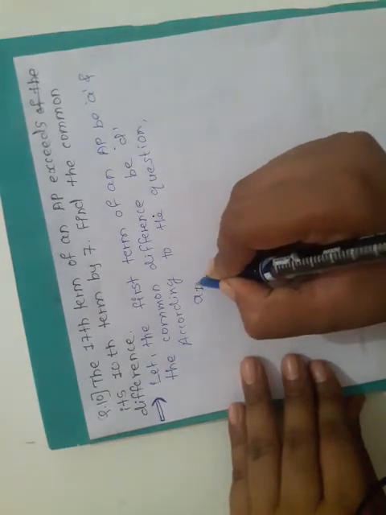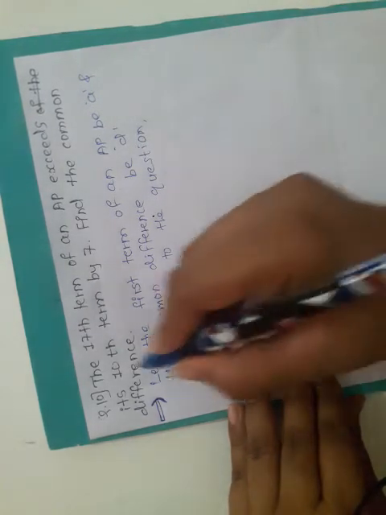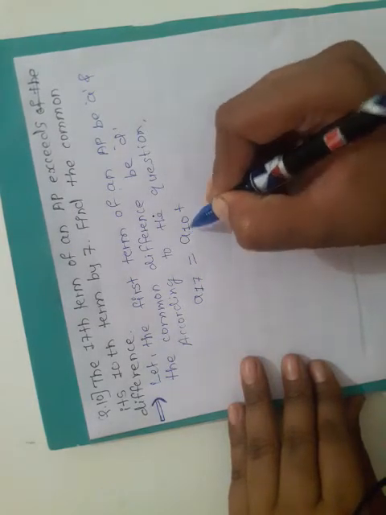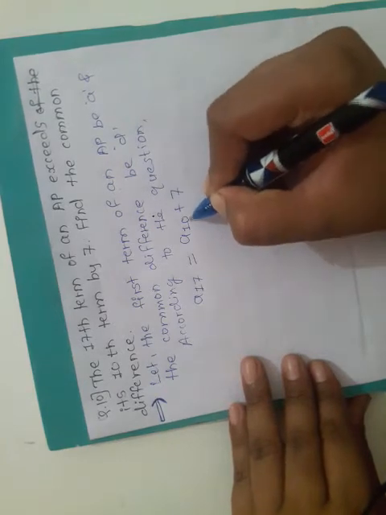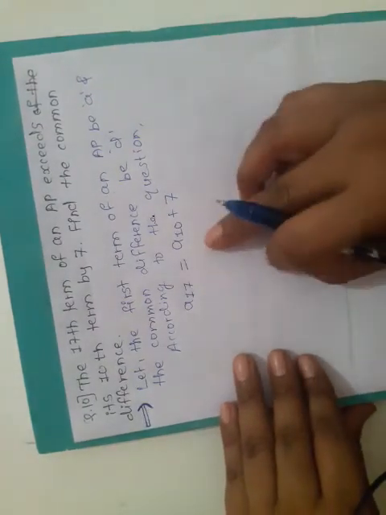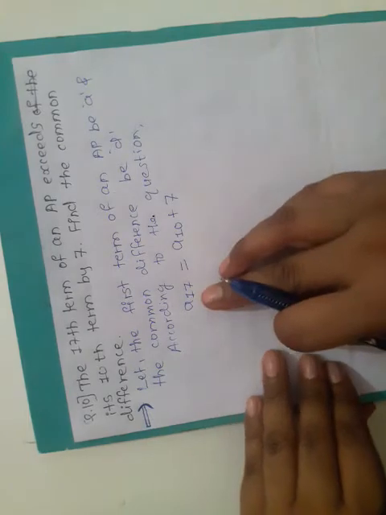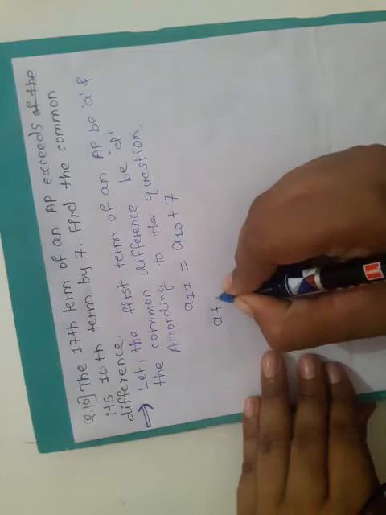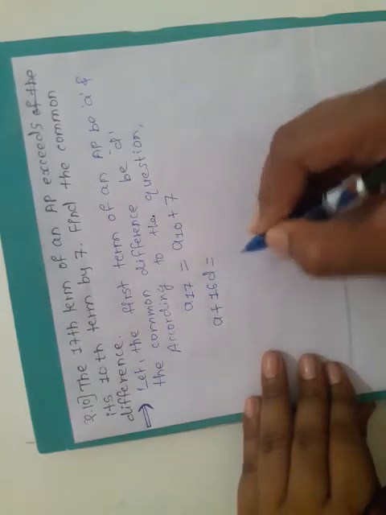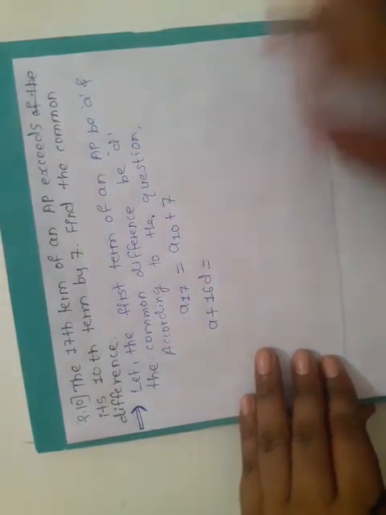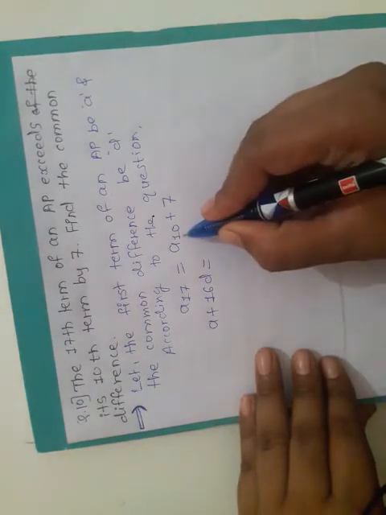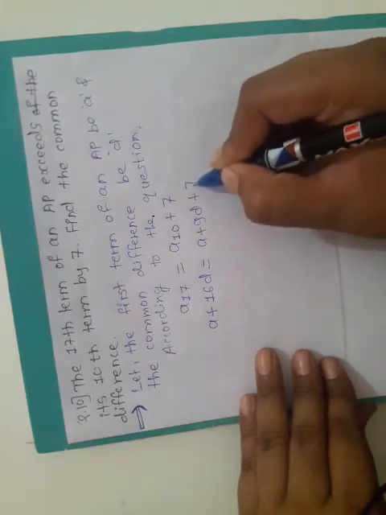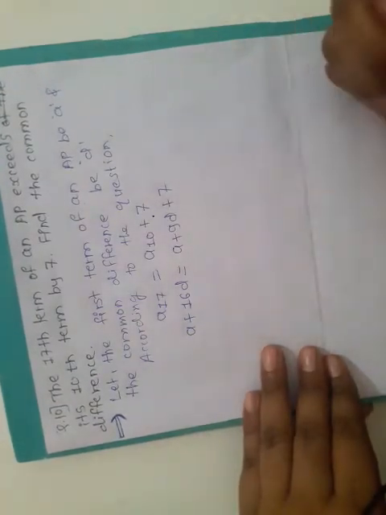17th term means we can write 17th term as A17 is equal to, at 10th term we can write 10th term as A10, and it exceeds 10th term by 7, means A10 plus 7, means A17 is equal to what? A10 plus 7. Okay, but we can write this A17 in the form of formula A plus 16D. Okay, you know very well how we can write A17 term as A plus 16D, which is equal to, we can write this 10th term as A plus 9D plus 7. Okay, A plus 9D plus 7.